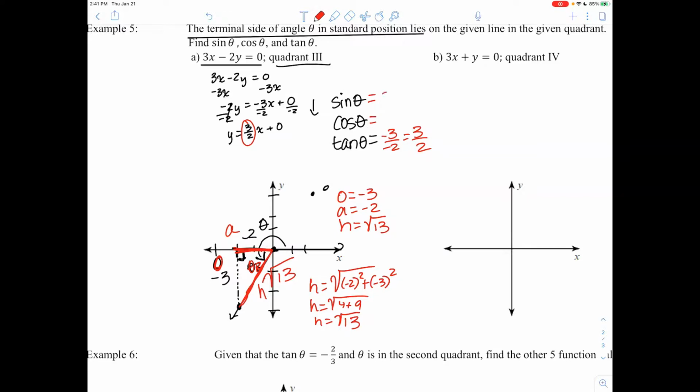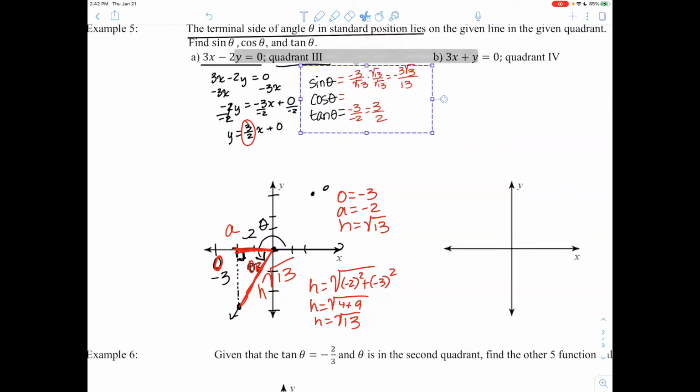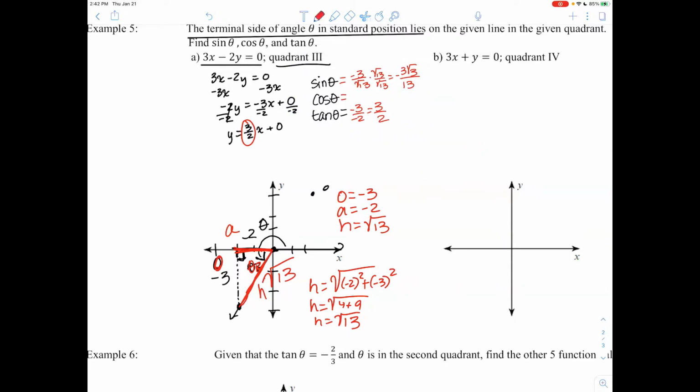So opposite over hypotenuse, rationalize your denominator. So that would be negative 3 square roots of 13 over 13. I'm going to scoop this over so it's not in the way of my other problem there. Zoom it in. All right, and then cosine is just adjacent over hypotenuse. So that would be negative 2 over the square root of 13 times the square root of 13.